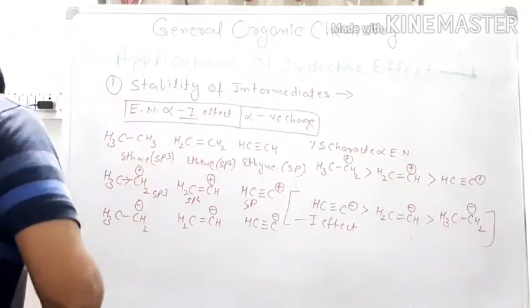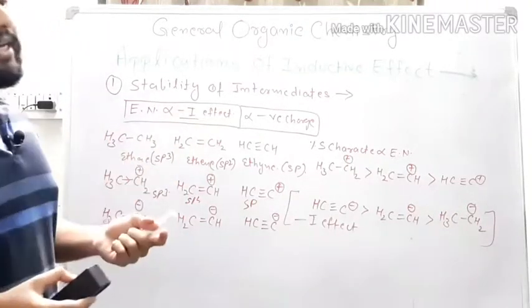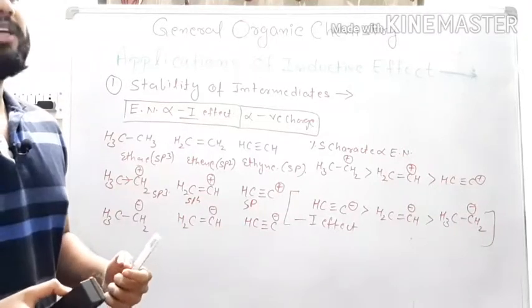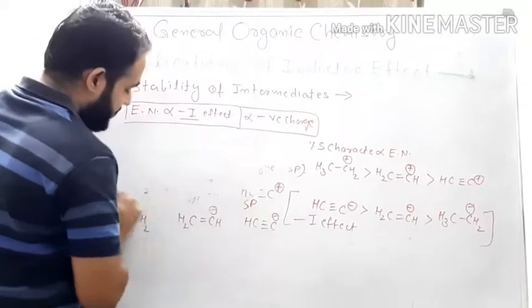Now we can also explain the stability of cyclic cations or anions on the basis of your electronegativity concept. How? Let's see.